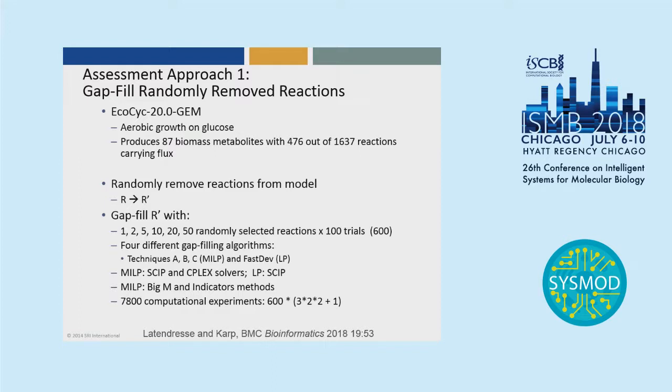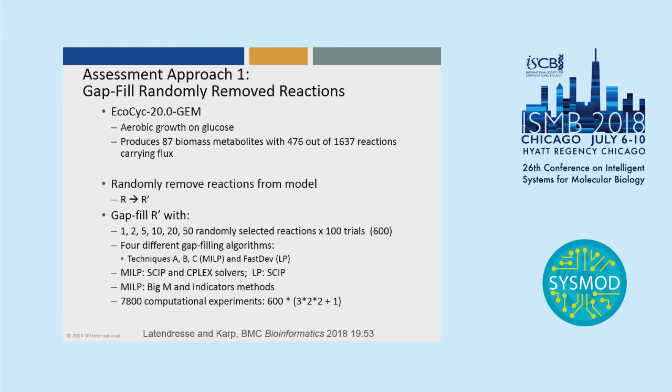So there are 6 different sets of reaction removal, and we did 100 trials, so that's 600 experiments right there. We actually did a total of 7,800 experiments involving some other combinations. So there were 13 total different combinations that I'm going to explain here.